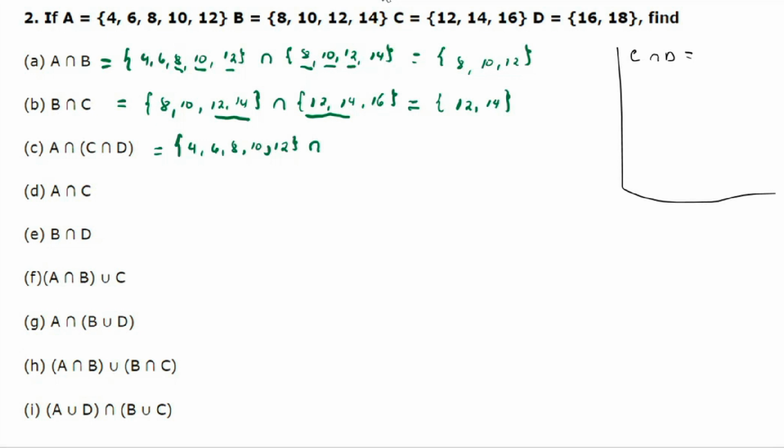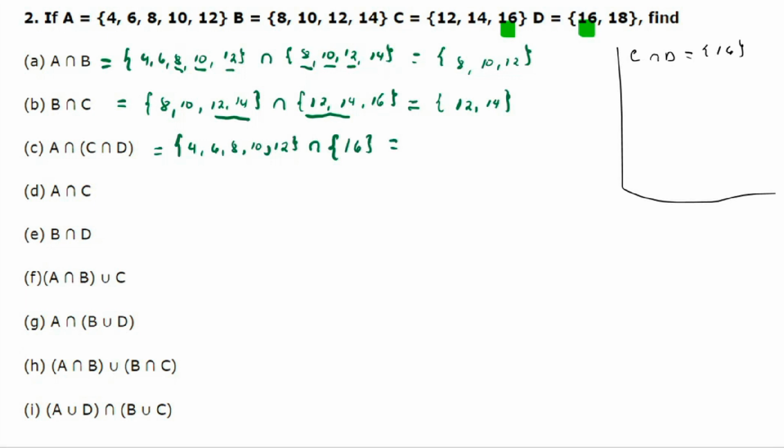So what is the intersection between the sets C and D? We have C: 12, 14, 16, and D: 16, 18. The only element common to the two is 16. Therefore, I will write that C intersection D is the set whose only element is 16.